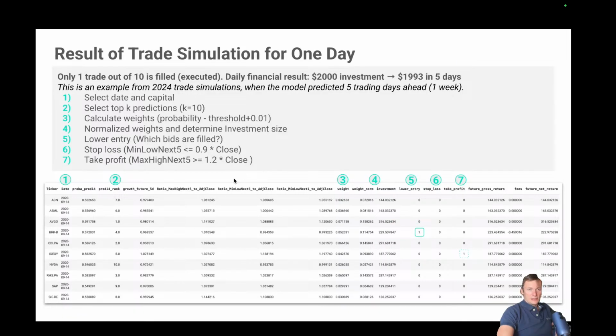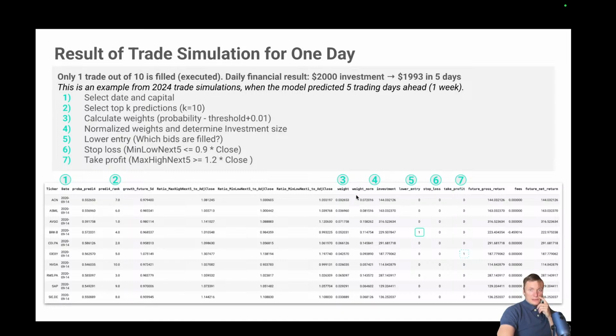This is the example actually from the previous year, where we had only 5 days of the prediction of wait time. So that's the date. That's all records for that date. All records had some prediction of growth 0.55, 0.59, and they have ranks. So here we selected top 10 predictions.